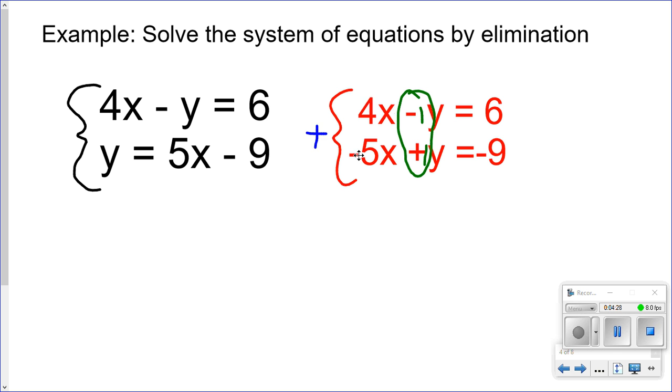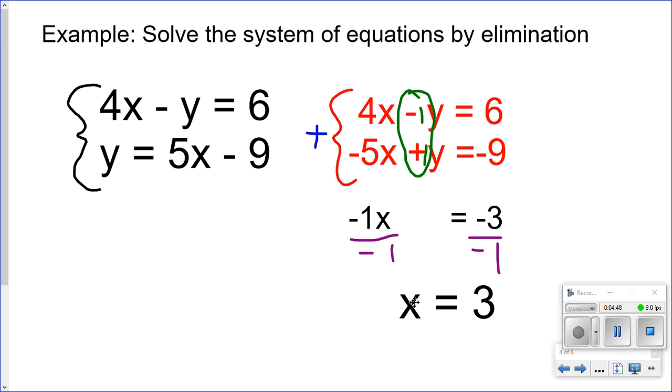So 4x plus negative 5x gives me negative x, negative 1x. The y's cancel out, so I'm left with nothing for y. And 6 plus negative 9 gives me negative 3. Okay, now I can just go ahead and solve for x because that's the only variable there. I divide everything by negative 1, and I get x equals 3. That's half of my answer right now.